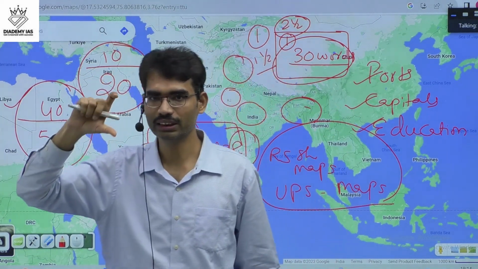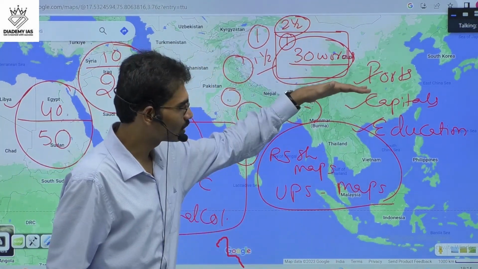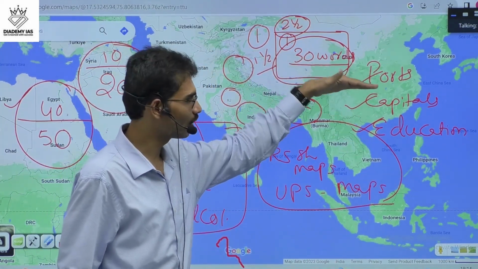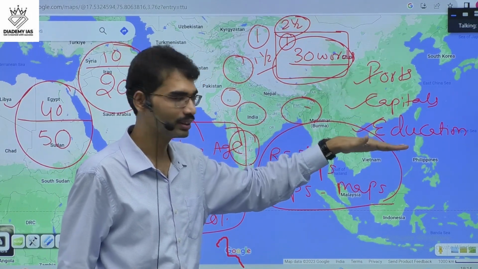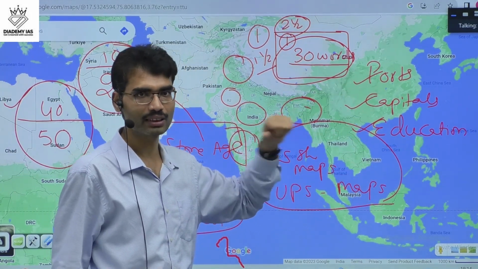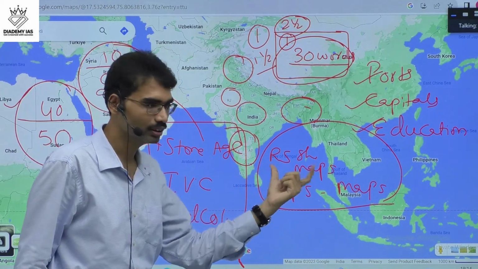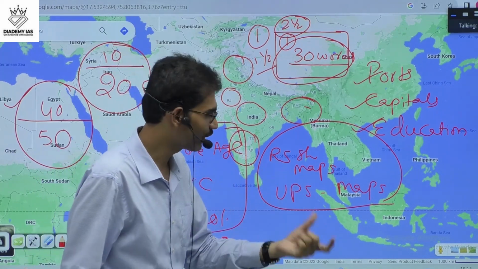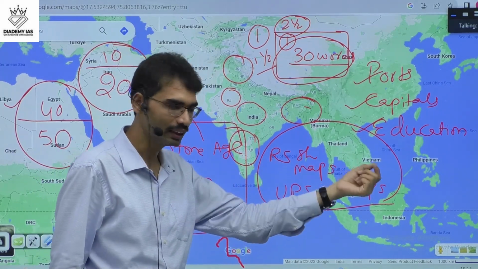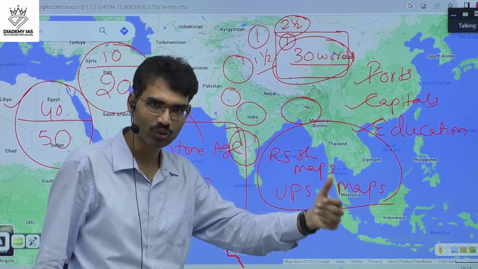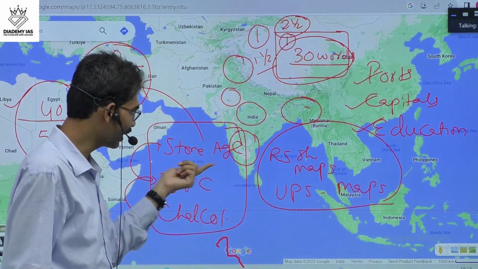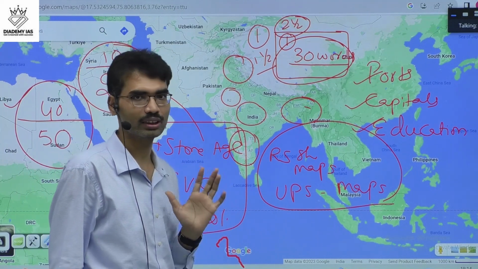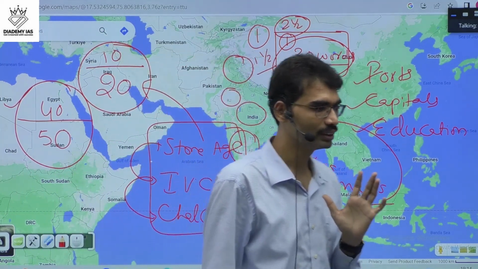I have given detailed descriptions, properly organized: what the location is, what the Paleolithic evidence is, the Mesolithic evidence, the Neolithic evidence, and so on. But if you are starting the map, first go to R.S. Sharma and read it, and Upinder Singh. Just go to the maps, then identify which Stone Age, IVC, Chalcolithic sites are there. Is it clear?